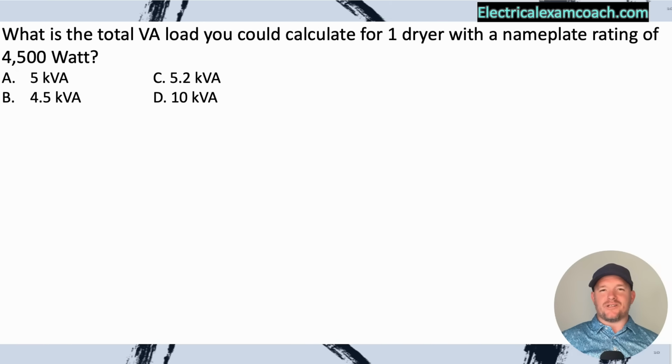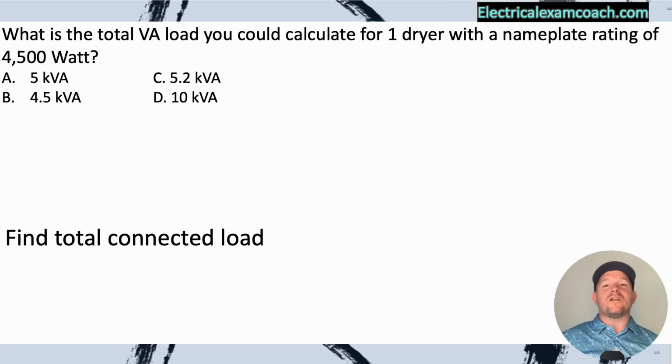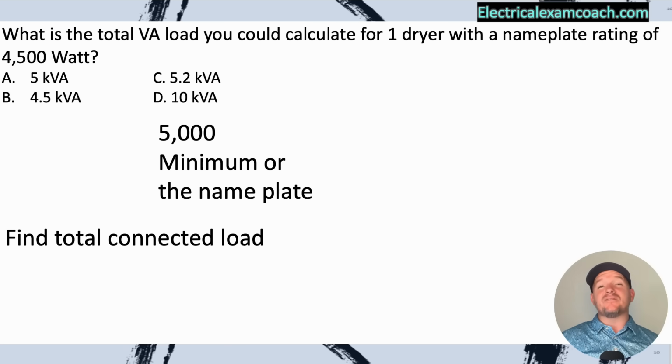Let's do some practice questions. What is the total VA load you would calculate for 1 dryer with a nameplate rating of 4,500 watts? Step 1, we find the total connected load. We know that it is a 5,000 minimum or the nameplate, whichever is larger. So in this case, we can't use the 4,500, we have to use the 5,000.